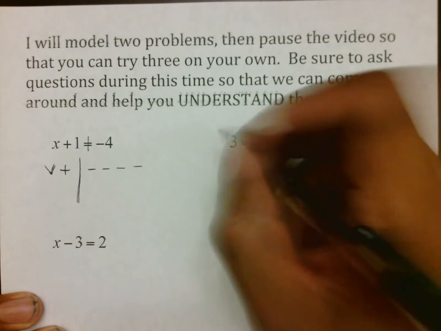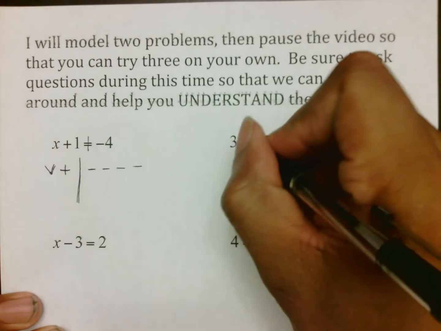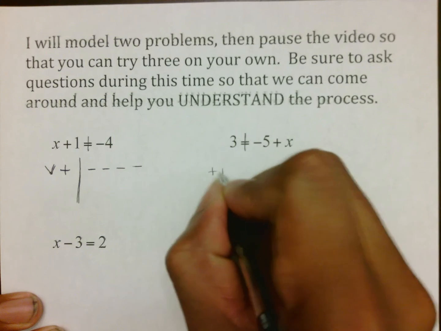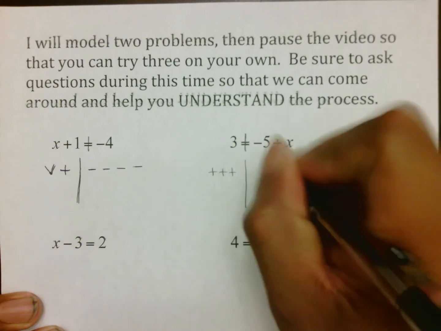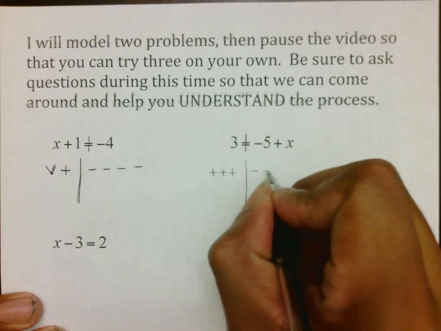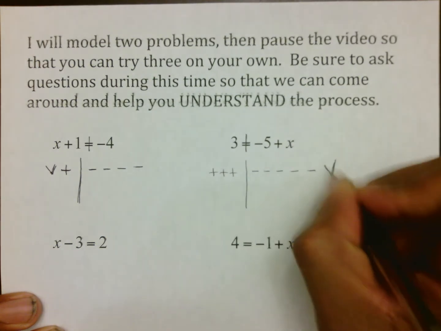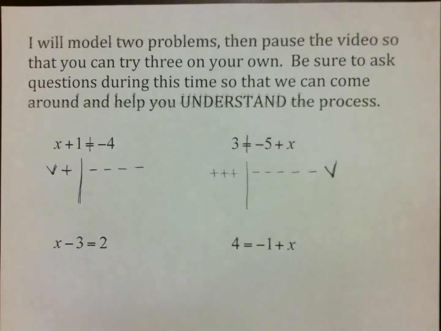On the second one, 3 equals negative 5 plus x. The equal sign is like a wall, so what we will do is model the 3 by doing our 3 pluses. We'll put our wall down. Negative 5 means 1, 2, 3, 4, 5 negatives, and the x, which we represent with a cup. That is how you model that second one.